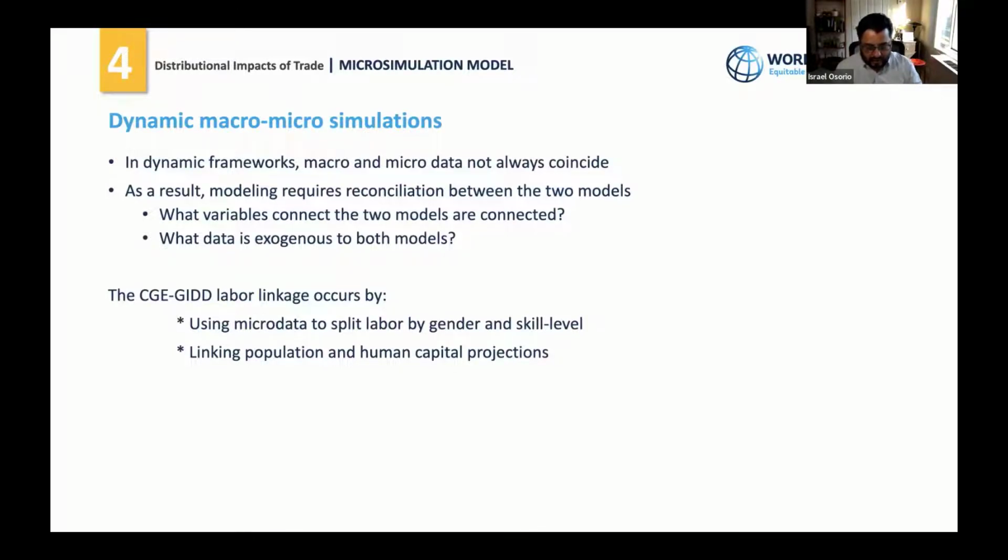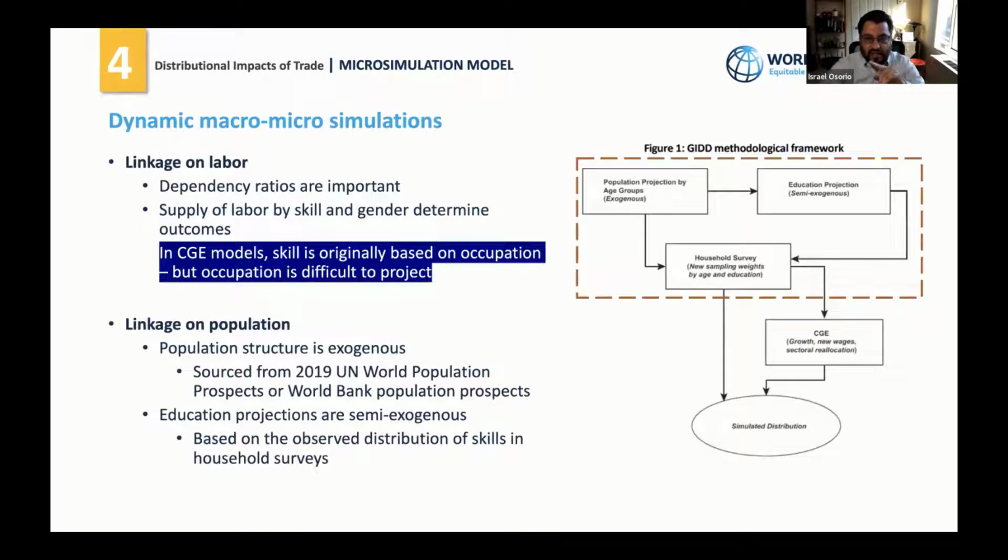In this general framework, what I receive from the macro are changes, and this is the GIDD methodological framework. What I receive are changes in labor volumes, in wages, in the equivalent variation of income, and the level of prices. And I receive that for each one of the years and for each one of the countries in our simulation. I pass that from macro to micro, and then this reconciliation is what is actually difficult to do.